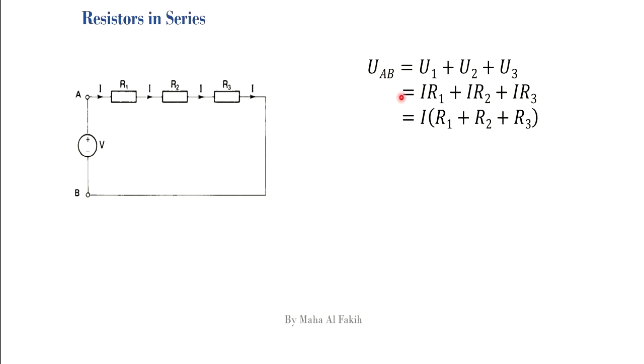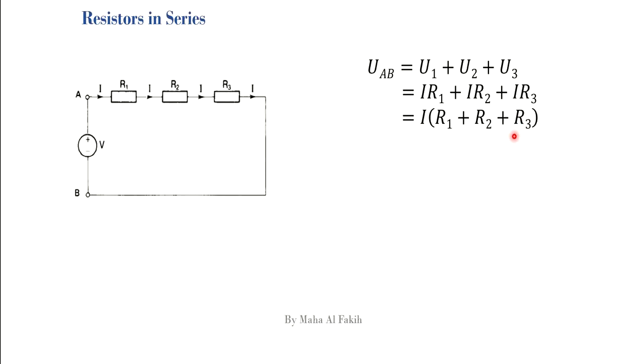Applying Ohm's law, we can write that U1 is equal to I, the current passing through R1, multiplied by R1, the resistance of the resistor R1. Similarly, U2 is equal to IR2 and U3 is equal to IR3. Now taking I in common, we can write that UAB is equal to I into R1 plus R2 plus R3.